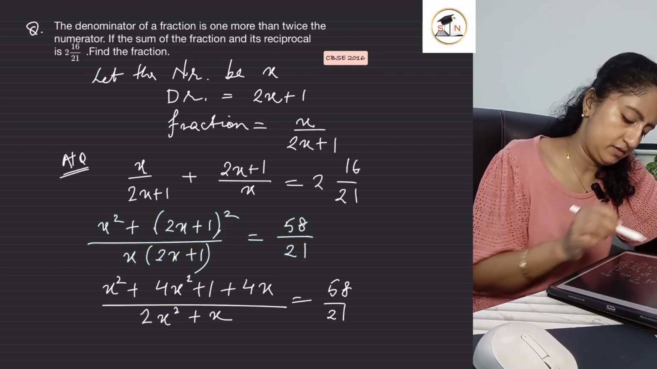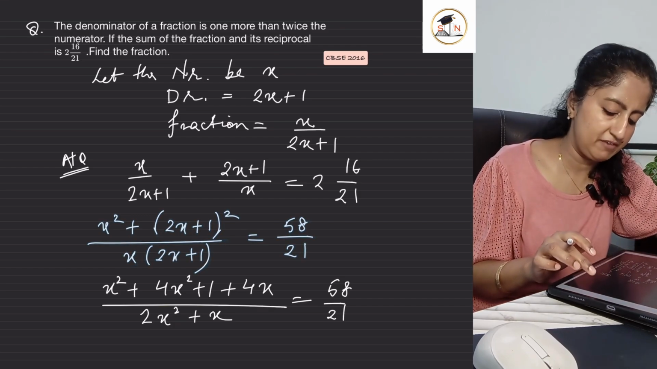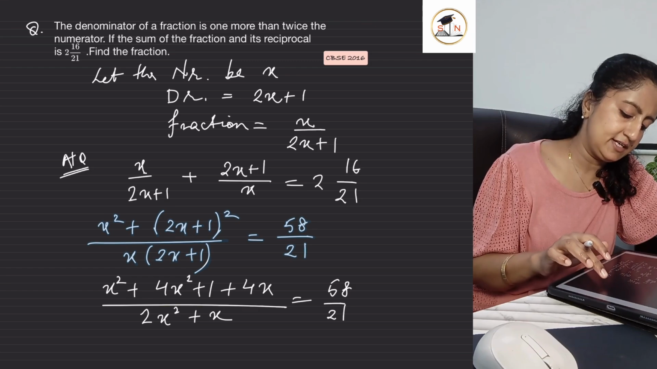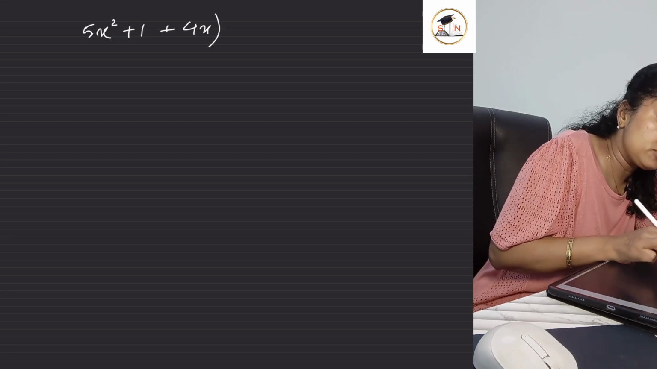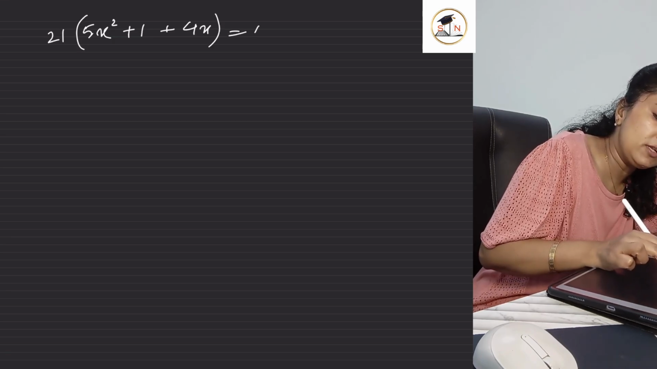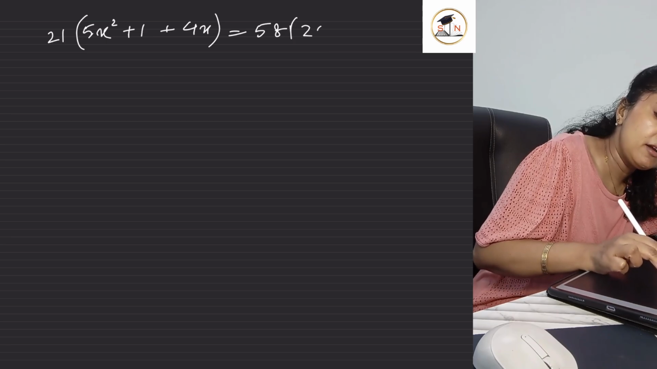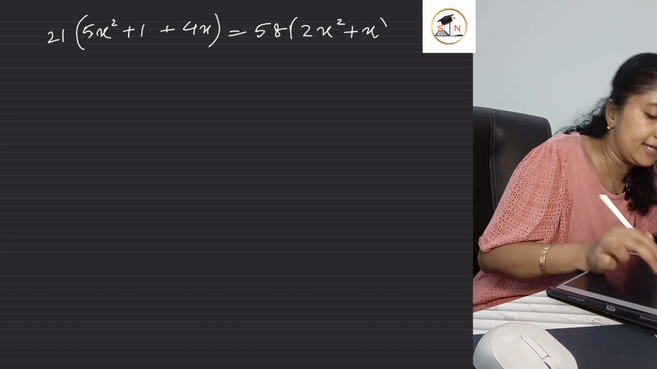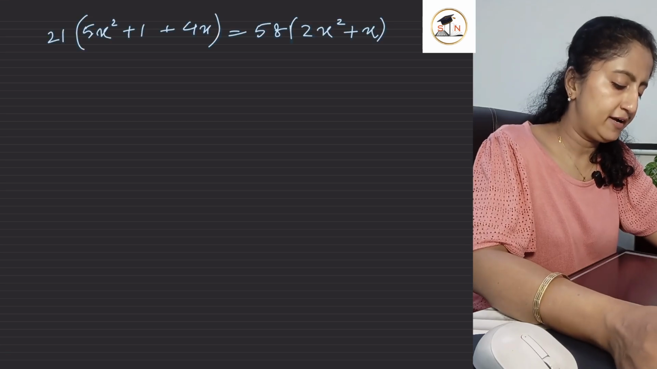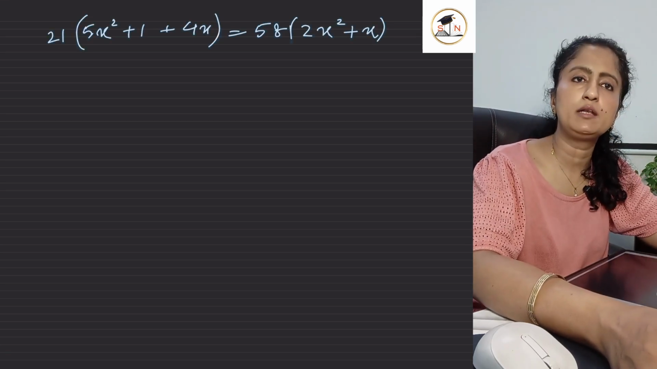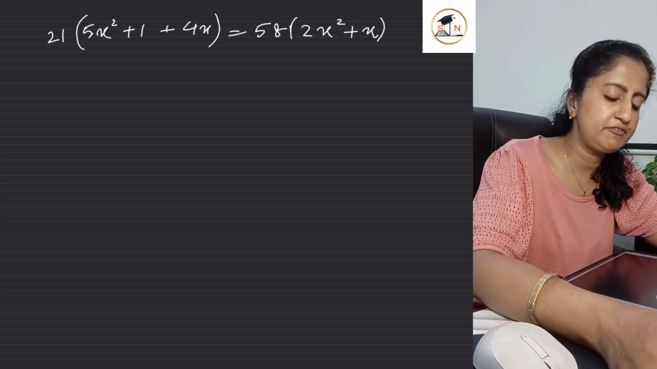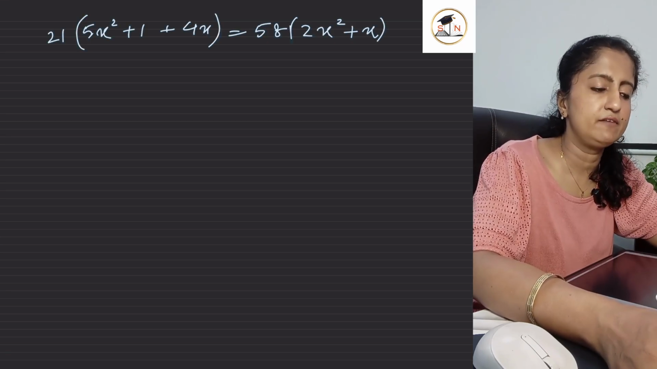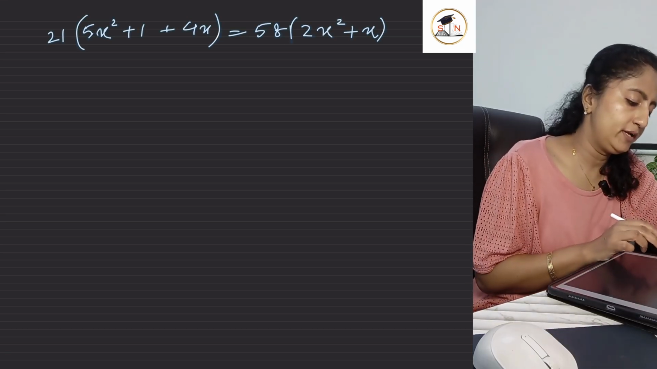Okay, so simultaneously we are going to add, simplify and cross multiply. That gives us 5x square plus 1 plus 4x times 21 equals 58 bracket 2x square plus x. I have simplified the numerator, multiplied with 21 from the denominator of the right hand side, and took the left denominator to the right and multiplied with 58, right? So what do we get now?